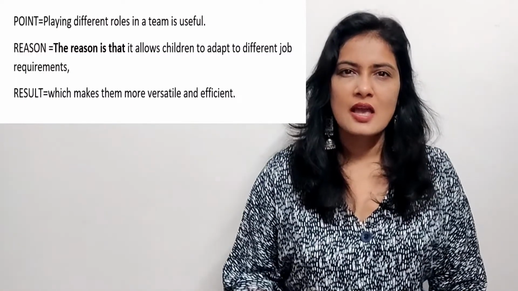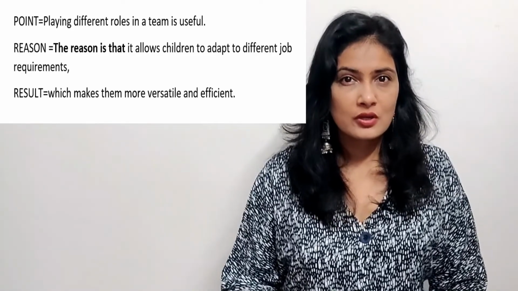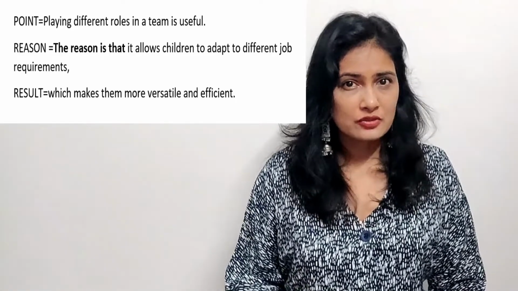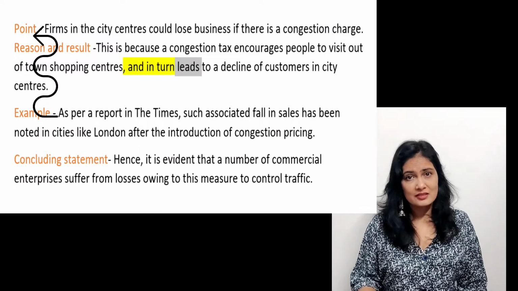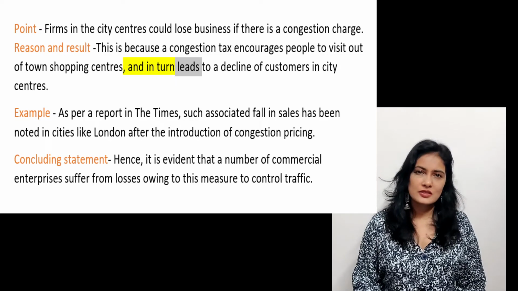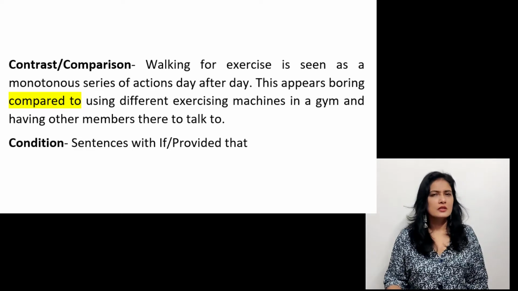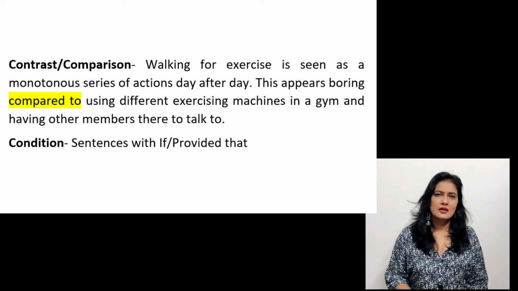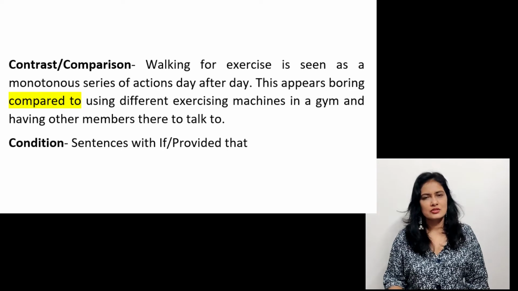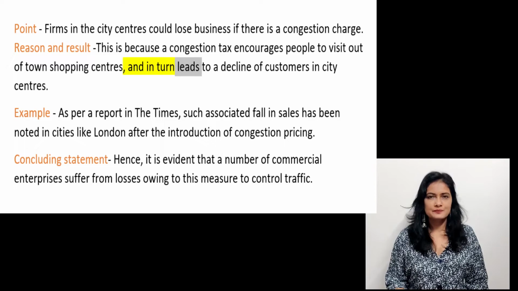Now, as you know, in an essay, we need to explain our points. And we tend to do that by giving the reason why the point is true, the result of that point being true, an example that is an evidence to the point, reason and result, followed by a concluding statement. These are not the only types we use to explain. We can use contrast, comparison, we can use other structures as well, but this is the basic way in which you explain. Now we take this a step further.